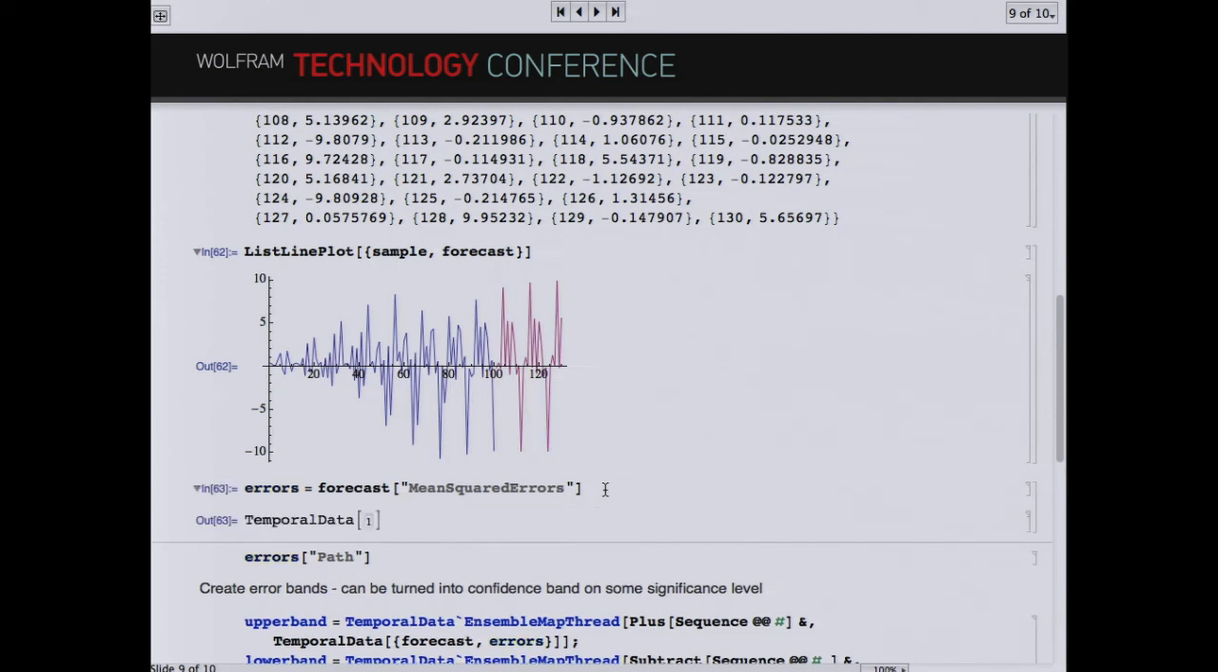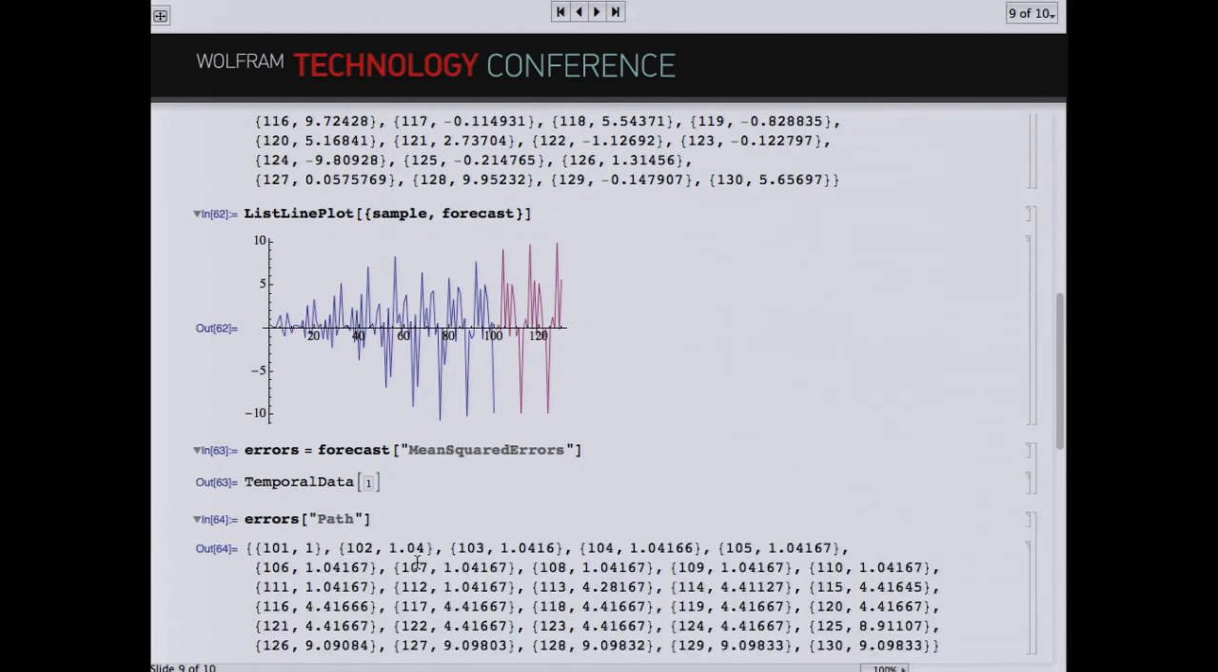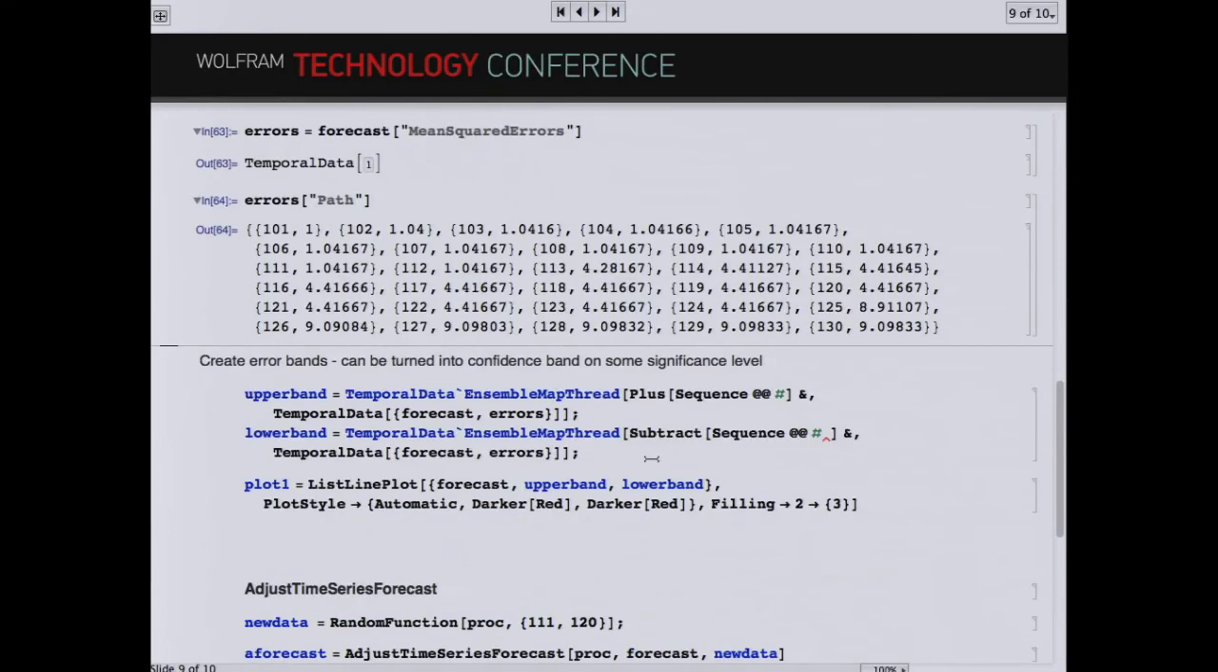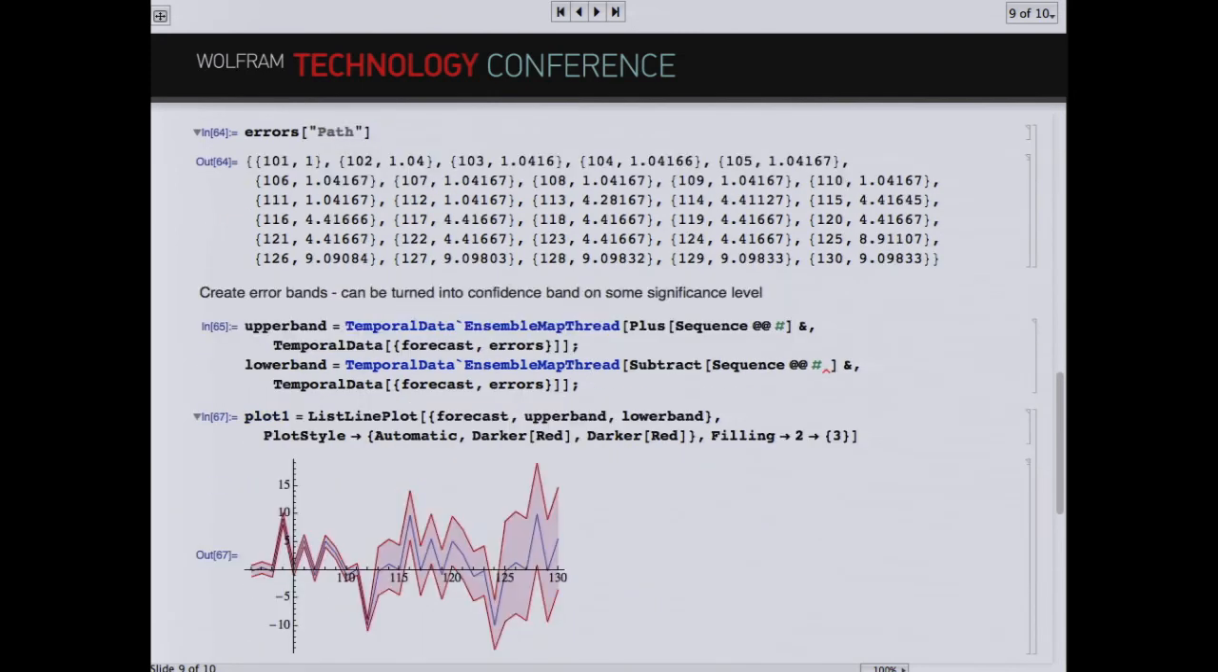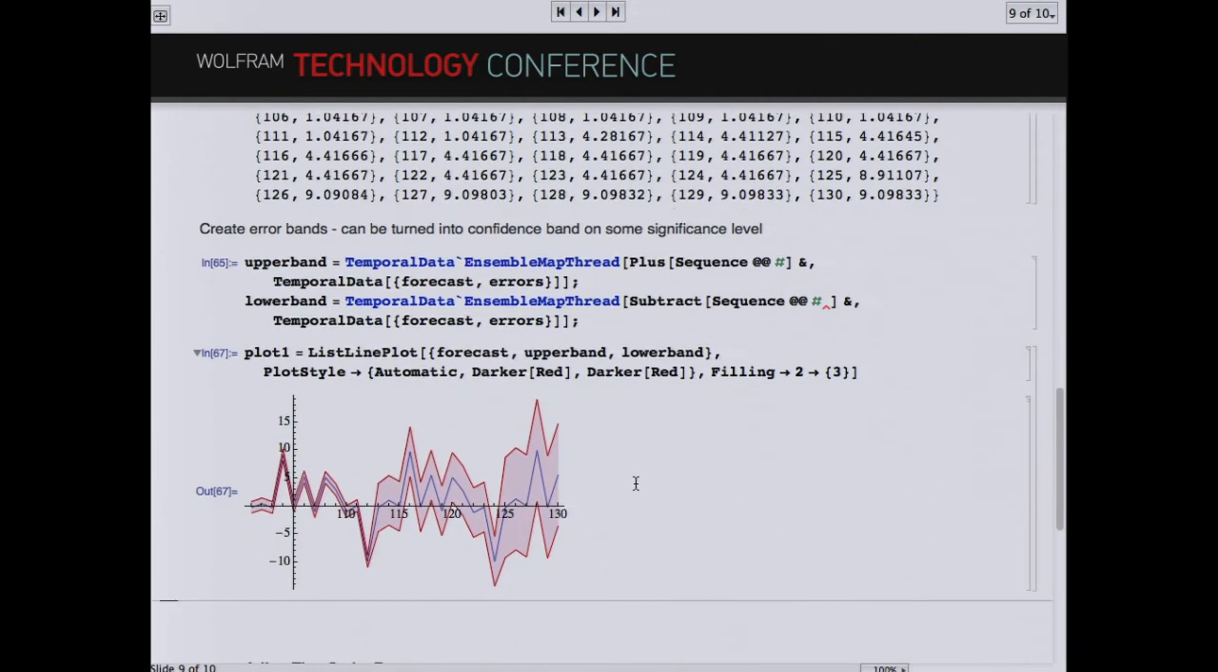via the property. And what happens is that we are getting temporal data again, and basically for each timestamp I have assigned the error of the prediction. We can create error bands, and we can then transform them into some confidence bands on the forecast. So this is how it looks. The blue is the forecast, and then our errors keep going.